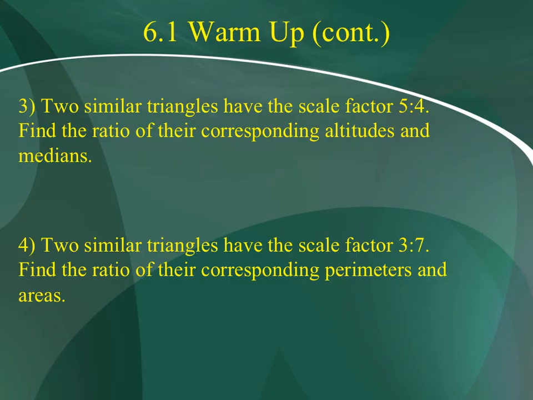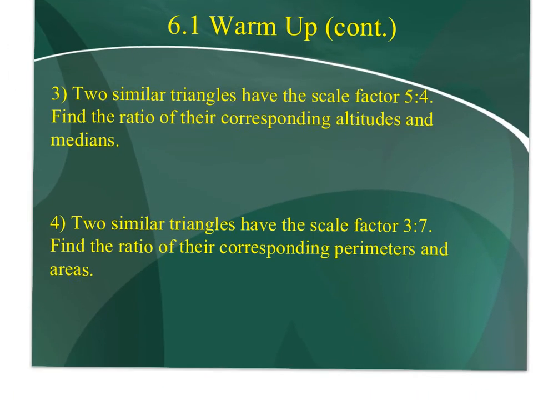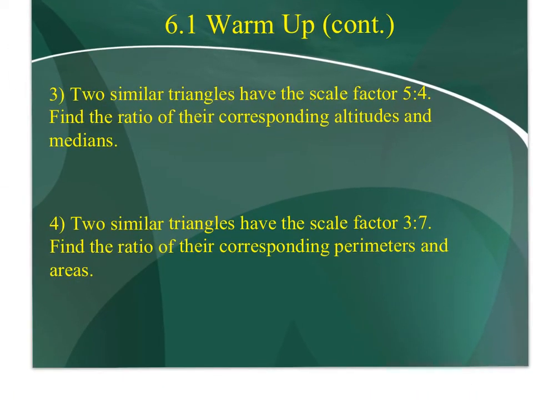Okay, number 3 says 2 similar triangles have a scale factor of 5 to 4. Find the ratio of their corresponding altitudes and medians. So what would this be? 5 to 4. It's the same, right? The scale factor is going to be the same as the corresponding sides and the corresponding lengths within the triangle, which would be your altitudes and your medians.